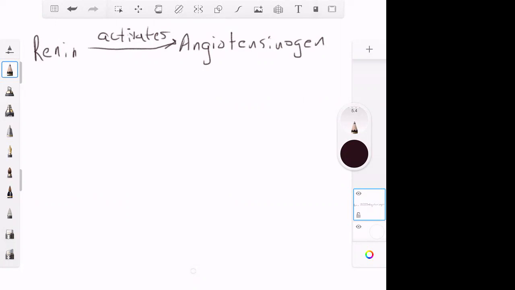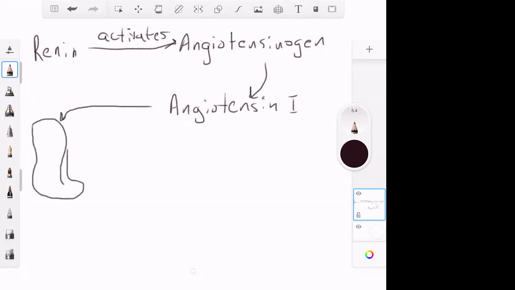So when the kidneys sense the blood pressure is low, those juxtaglomerular cells are going to release a substance called renin. Renin then activates angiotensinogen. Angiotensinogen is converted to angiotensin 1, which then goes to the lungs. It's an unusual looking lung, but a lung nonetheless. It goes to the lungs and is converted to angiotensin II. And angiotensin II then does two things.